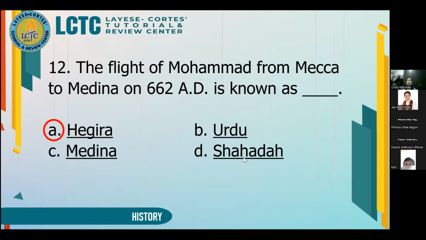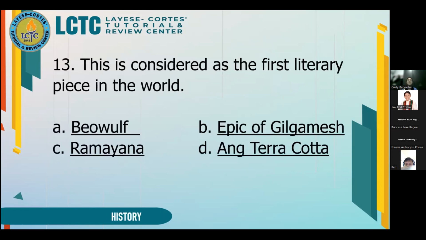Okay, next, history again. So this is considered as the first literary piece in the world. Okay, what do you think is the answer? A, ma'am. Beowulf. A, Beowulf. How about the others? First, considered as the first literary piece. The answer is letter B, the Epic of Gilgamesh. Okay. All right, so the Epic of Gilgamesh.